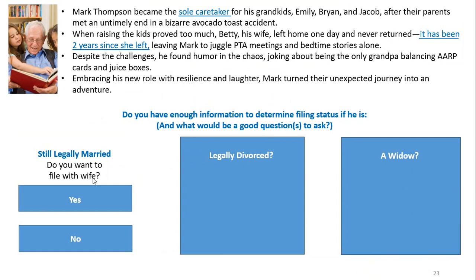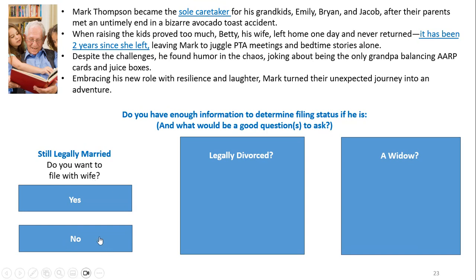So they've not been together the last 6 months of the year. They're legally married. What do you think? If he says, I do not want to file with her, what would his filing status be? Use your decision tree, and pause this. So how many of you said head of household? How many of you said married separate?